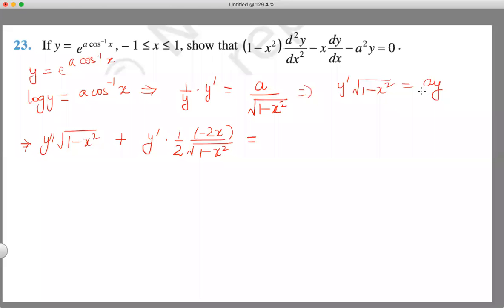What is the differential of the right hand side? a.